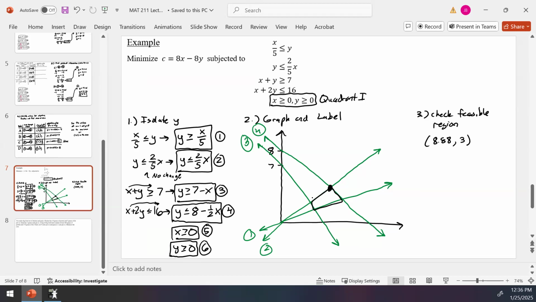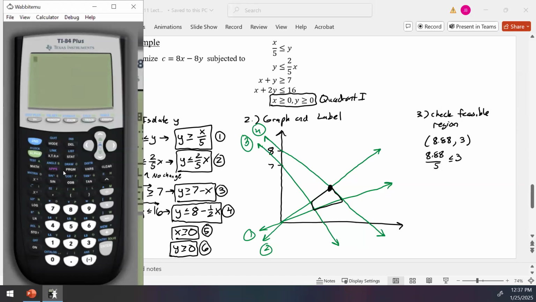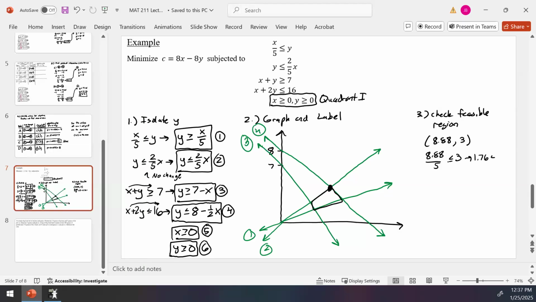So let's just check using the original inequalities. 8.888 over 5 is less than or equal to 3. So that's equation number 1. And so 8.555, let's just double check, second quit. 8.88 divided by 5 is equal to 1.76. Check. And then I do 3 is less than or equal to 2/5 times 8.88.